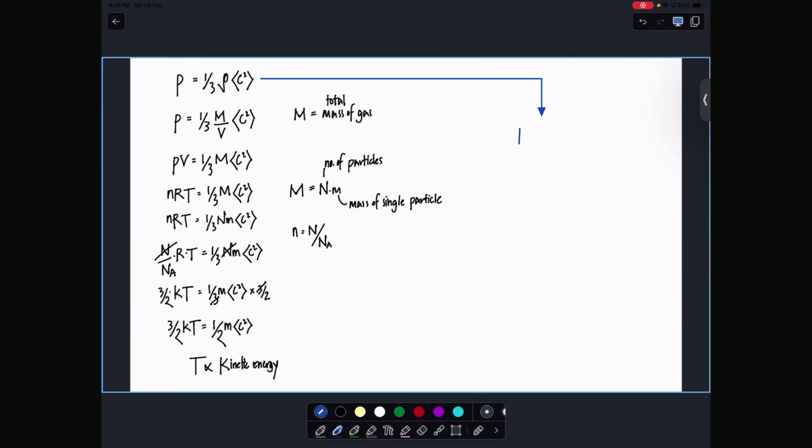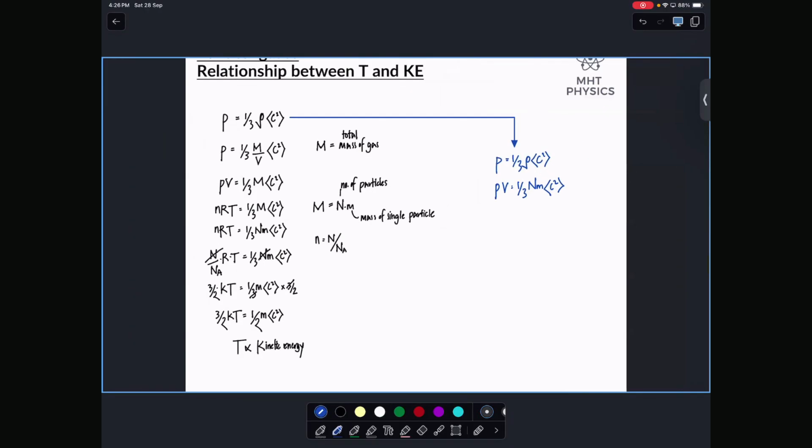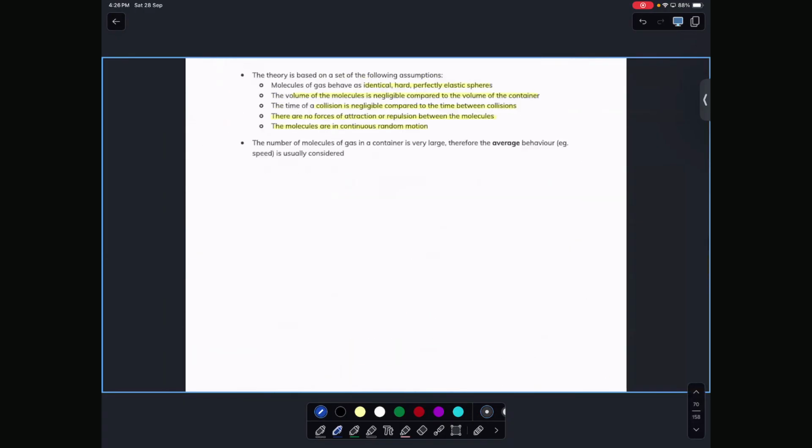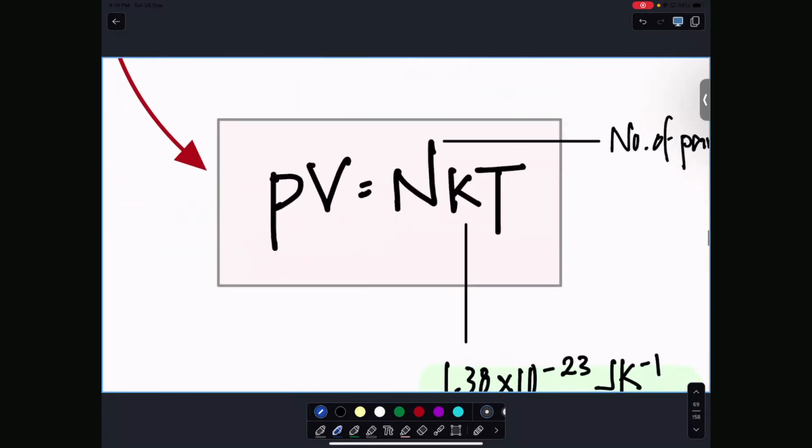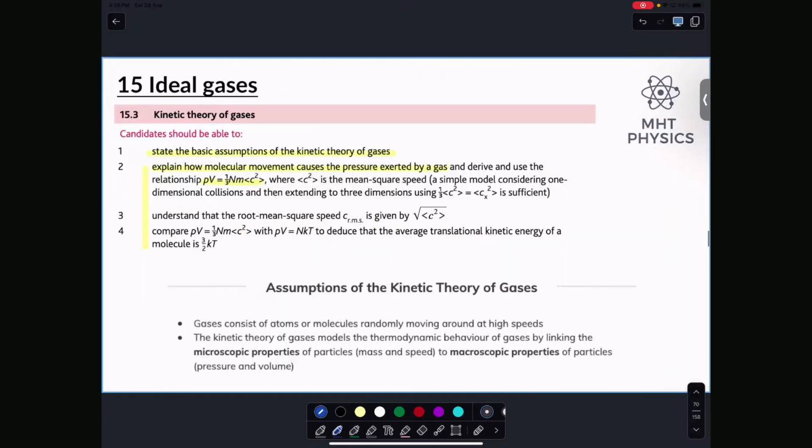So what will I do? P equals 1/3 rho c square. Again I break it down. So PV equals what? 1/3 Nmc square. Here we directly write Nmc square. In place of PV we won't write nRT. We'll use that other formula we derived. What was that? PV equals, literally today, 7 minutes ago. So PV equals NkT.